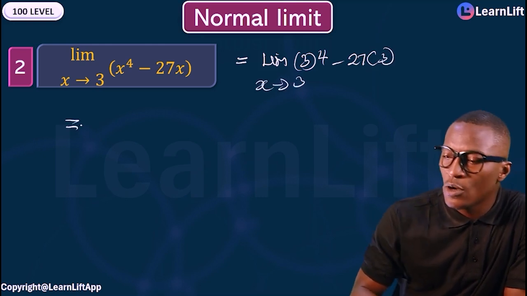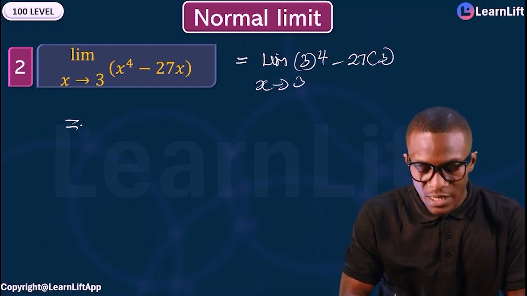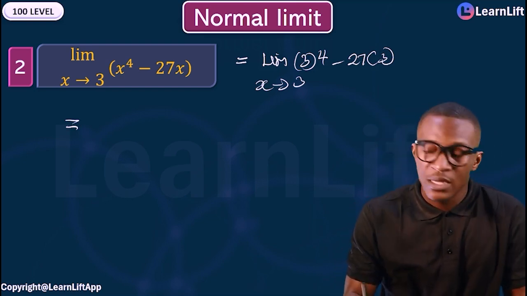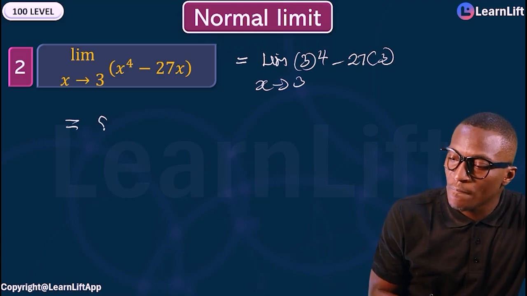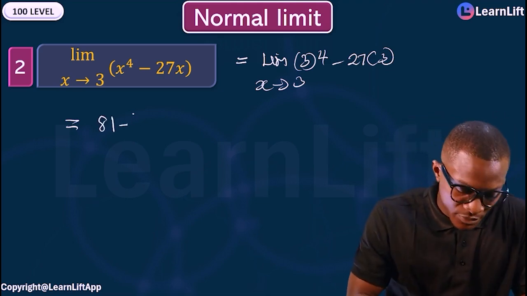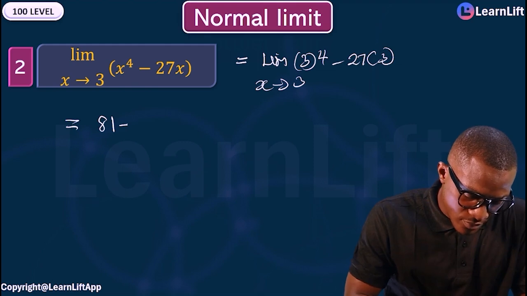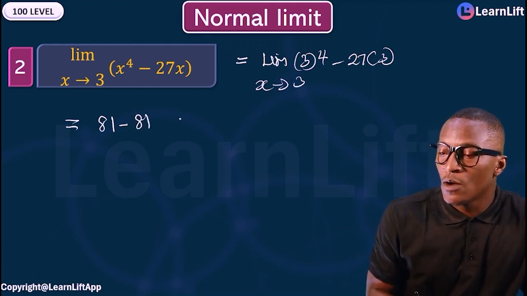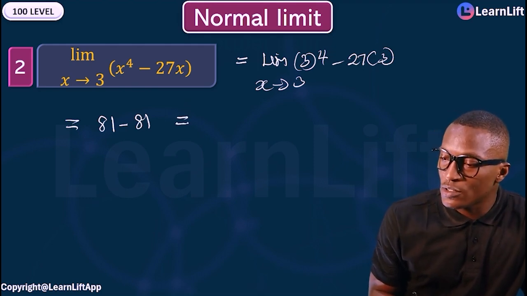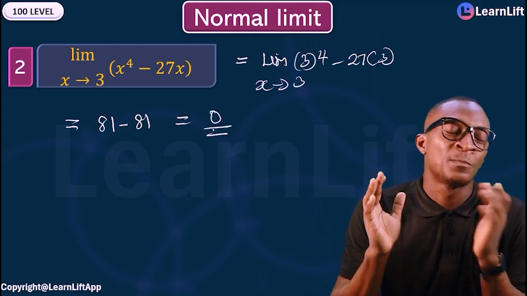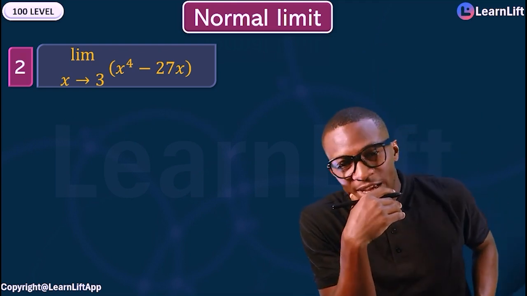So this now becomes, what's 3 raised to power 4? That's 3 times 3 times 3 times 3, which is 81, right? That will give me 81 minus, what's 27 times 3? Which is equal to 81. What's 81 minus 81? 81 minus 81 is equal to 0. 0 is an answer. Very okay. Are you seeing that? Let's take another example.